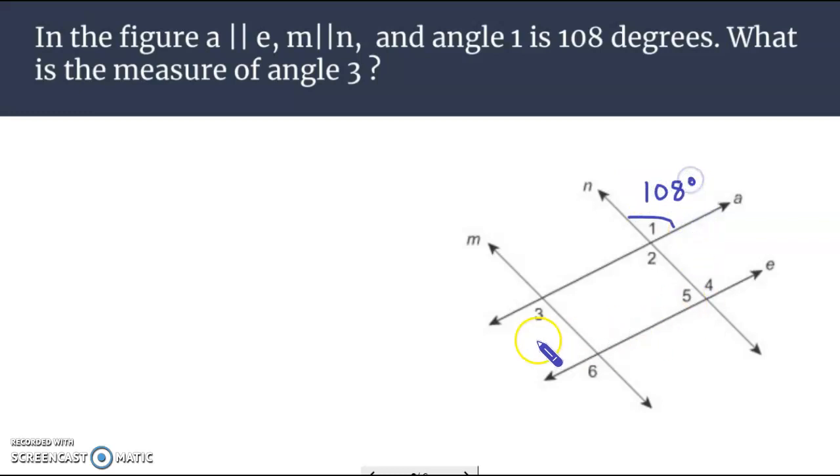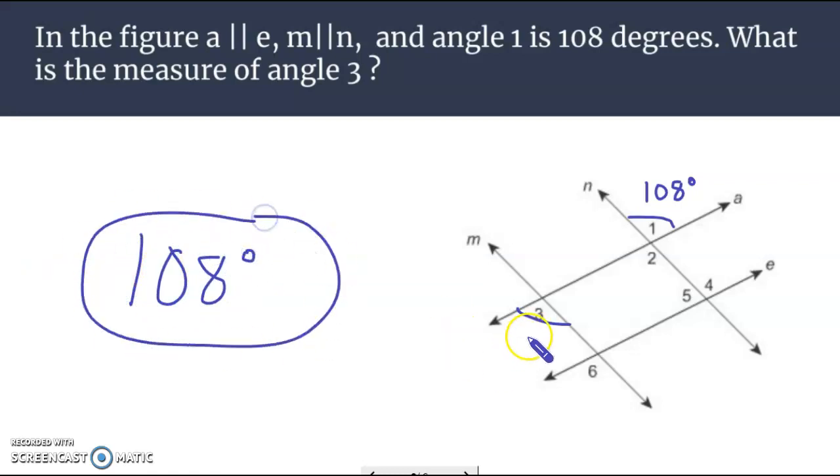What's the measure of angle 3 down here? Well, given that line A is acting as a transversal, 1 and 3 have the relationship of alternate exterior angles. And since they're alternate exterior, they will have the same exact measure as each other, 108 degrees for angle 3.